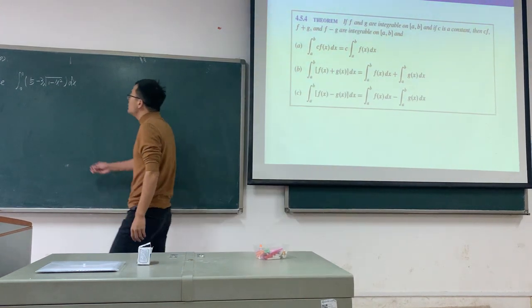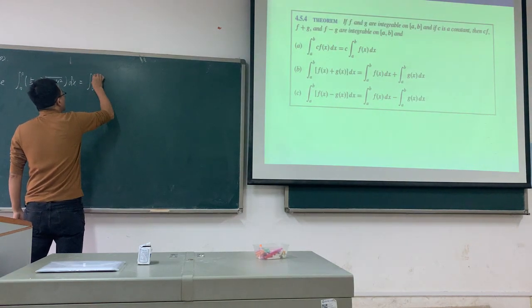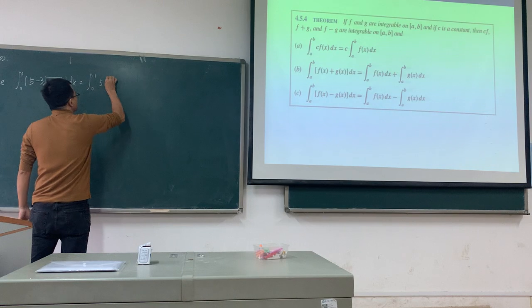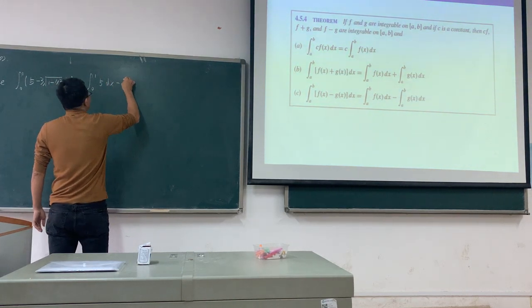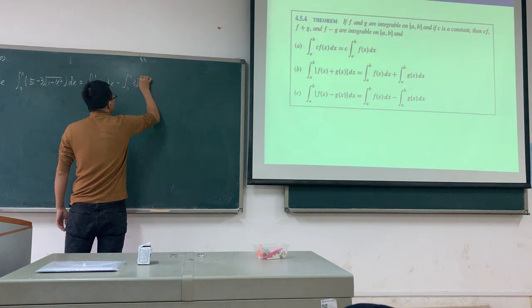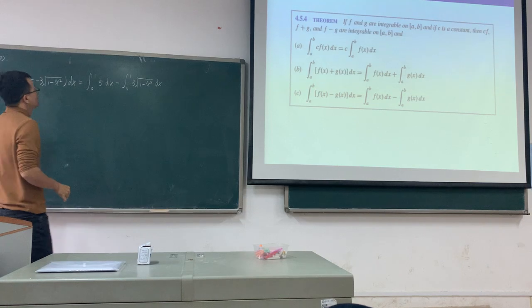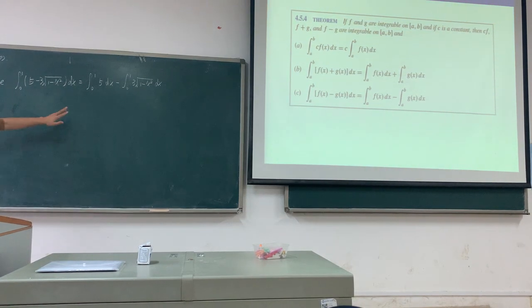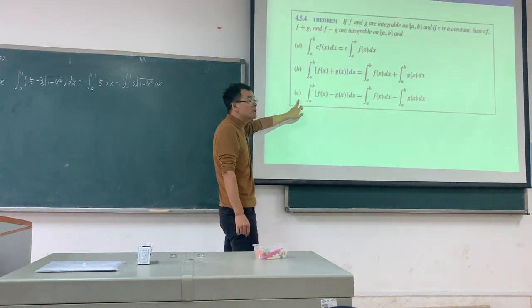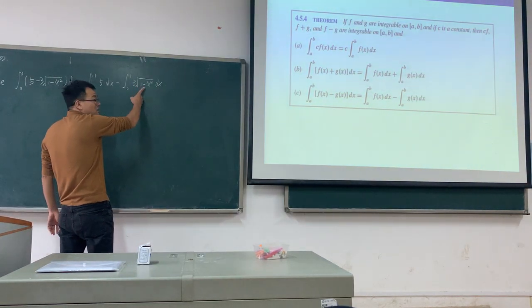So here, this integral equals the integral of 5 minus the integral of 3 times the square root of 1 minus x squared, from 0 to 1, dx. So we use formula C. And here we can see a constant times a function.